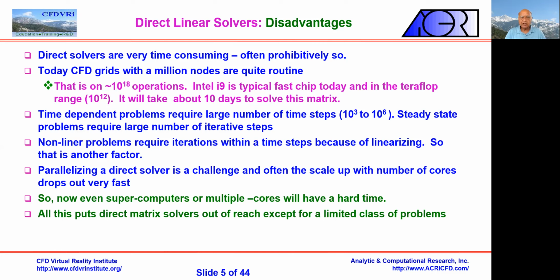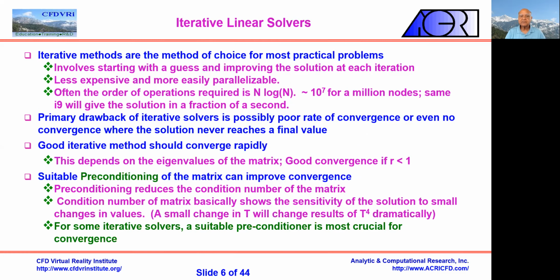So now even supercomputers or multiple computers would have a hard time with such a system when you have to do 1,000 steps and 10 to the 18 operations or somewhere thereabouts. And on top of that, you may have multiple equations to solve. For example, the simplest Navier-Stokes equations would have 4 equations to solve. So all this puts direct matrix solvers almost out of reach, except for a limited class of problems.